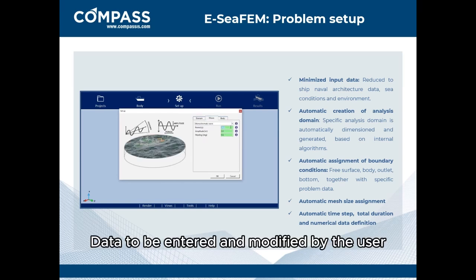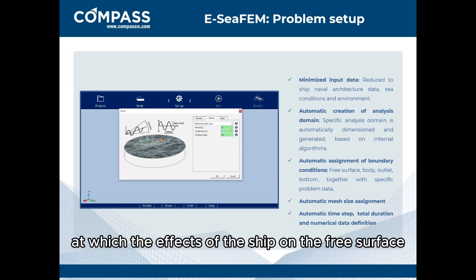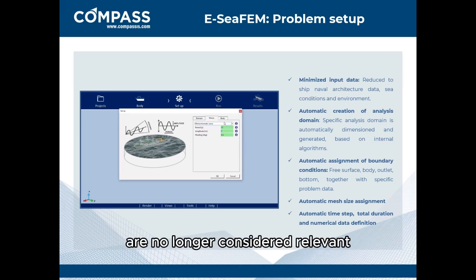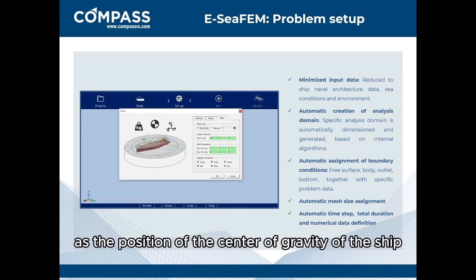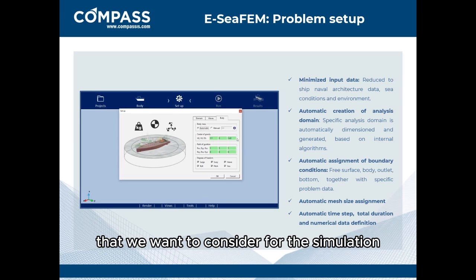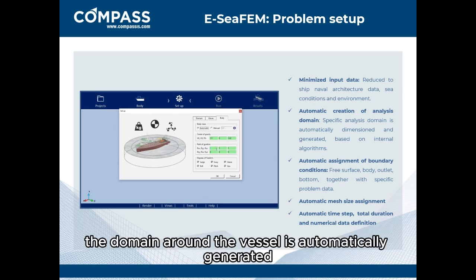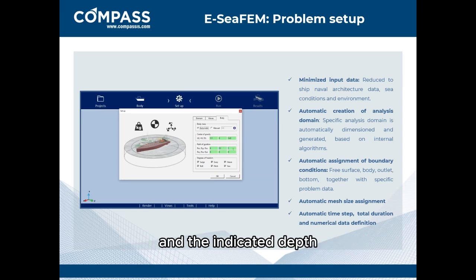The data to be entered and modified by the user are data such as the depth in the zone, the distance at which the effects of the ship on the free surface are no longer considered relevant, the simulation duration, data related to the state of the sea or data about the ship, such as the position of the center of gravity of the ship, its radius of gyration, the displacement, and the degrees of freedom that we want to consider for the simulation. Based on the data entered, the domain around the vessel is automatically generated, adjusting to the requirements of the sea conditions and the indicated depth.